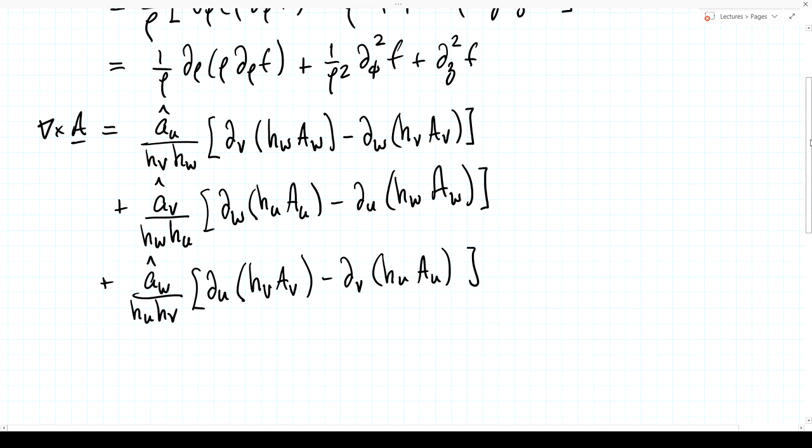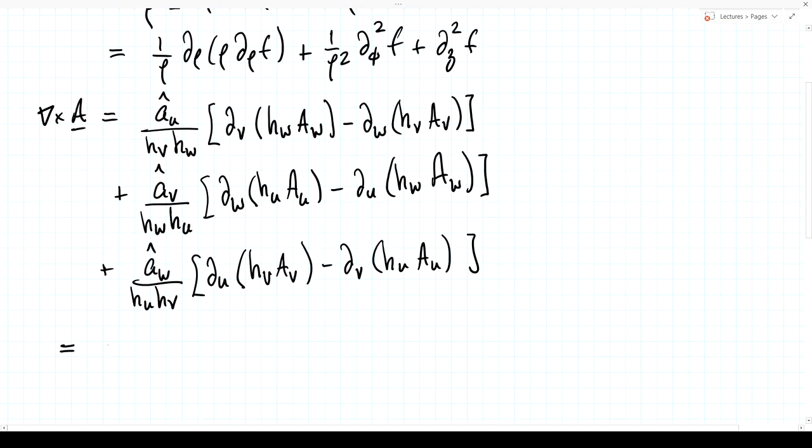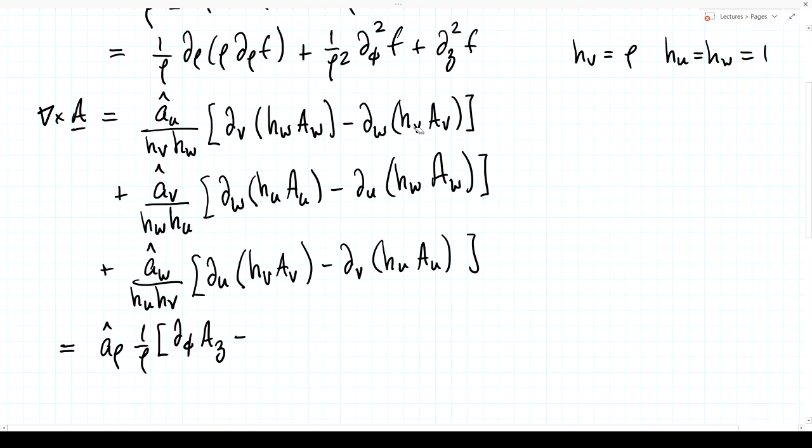So what does that work out to be? U is rho, so that's A rho hat. Here you've got rho as HV. Remember, HV is equal to rho, and HU is equal to HW is equal to 1. So this is 1 over rho times the phi derivative of AZ, minus the z derivative of rho times A phi. We could cancel that rho if we wanted to, but I'll just leave it in this form.